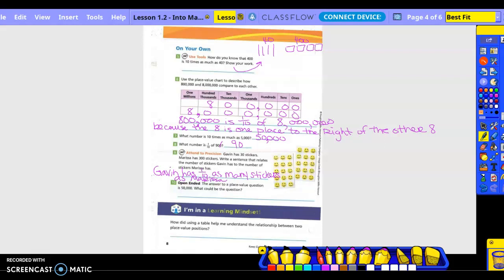Open-ended. The answer to a place value question is 50,000. What could the question be? Okay. What is 10 times as much as what? 5,000. Because we would add a what to that? A 0, we're taking it times 10.